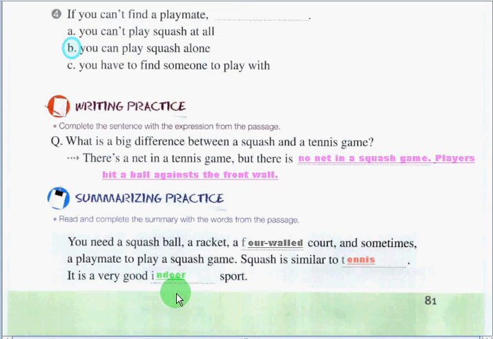Alright, so let's read it again. You need a squash ball, a racket, a four-walled court, and sometimes a playmate to play a squash game. Squash is similar to tennis. It is a very good indoor sport.